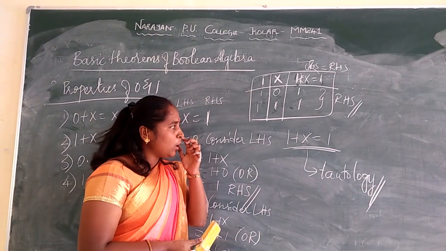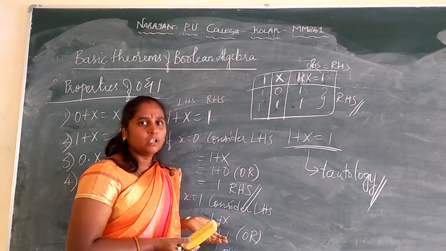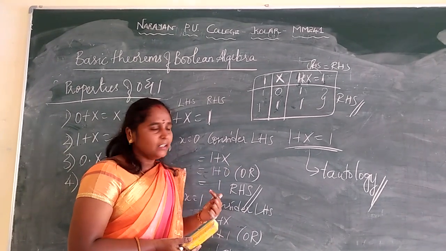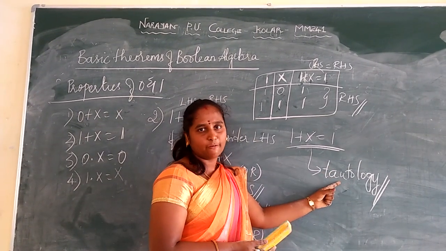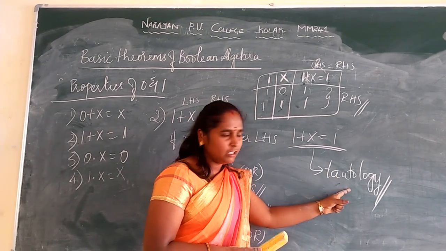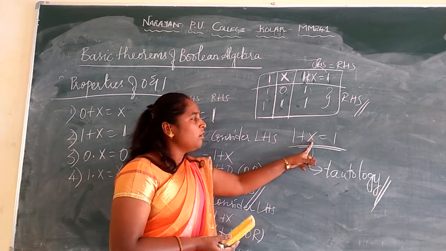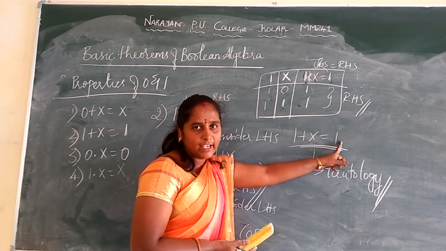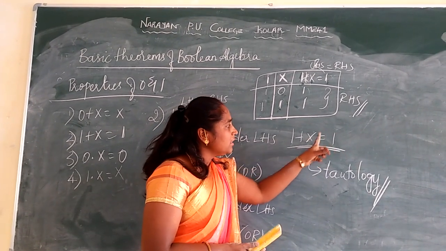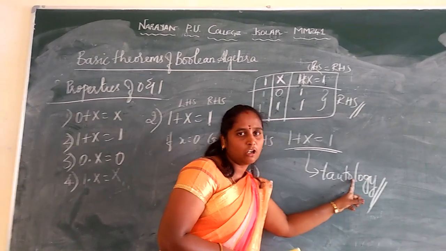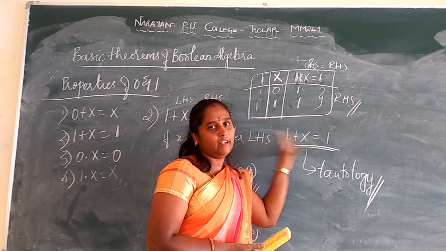If the result is always true for every possible value, for any possible input, you are getting the result as 1, then that is what we call a tautology. In the very first class of Boolean algebra, I told what a tautology is. So here, for every value of x, that is 0 and 1, the result is always 1. So 1 plus x is equal to 1. This is proved as a tautology by substituting all values of zeros and ones.